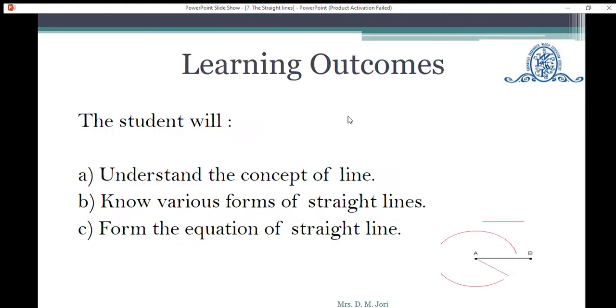So let's first see the learning outcome of this video. After watching this video, you will understand the concept of straight line. Then you can know the various forms of straight lines. And after that, you can form the equation of a straight line.